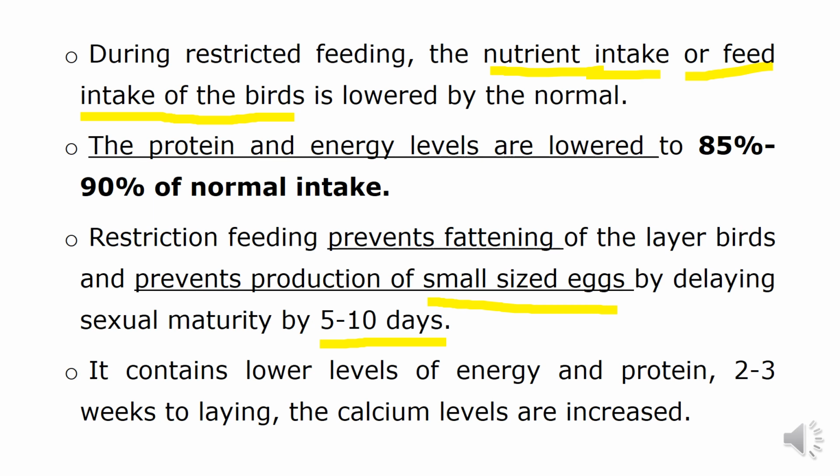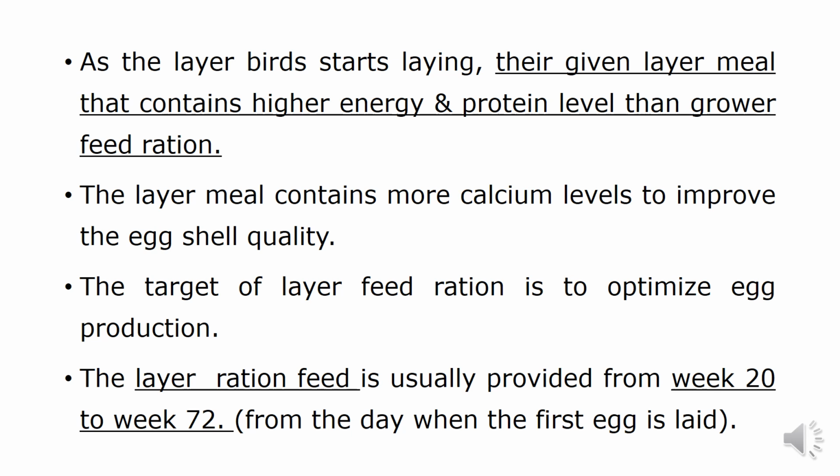Still, these growers are provided with feed containing more calcium. This is for 2 to 3 weeks. We increase the amount of calcium from 1% to 3%. Then we shall see that from week 20 to week 73 is when the egg production starts.